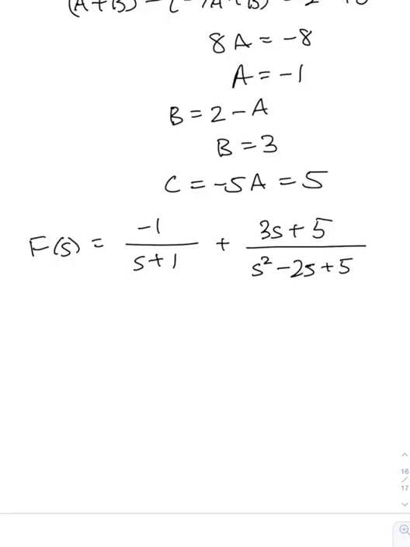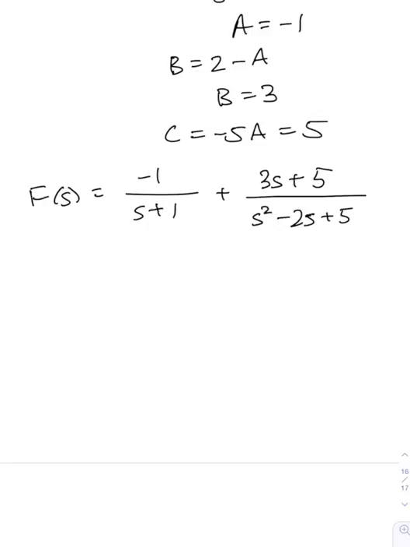And I want the inverse Laplace transform. So the first one, you can read it right off of the table. But for the second one, I'm going to need to use the tricks from one of our earlier examples. I need to complete the square in the bottom, and then I'm going to need to do some algebra manipulations on the top. So let's look at that part separately. So I have 3s plus 5 over s squared minus 2s plus 5.